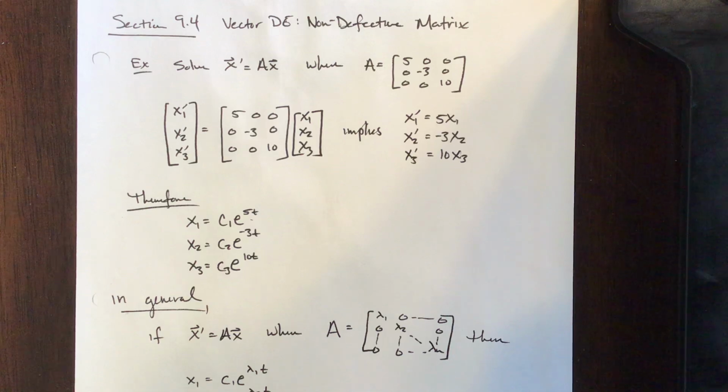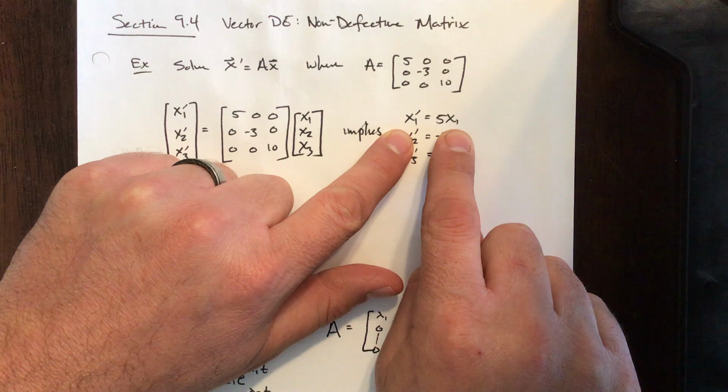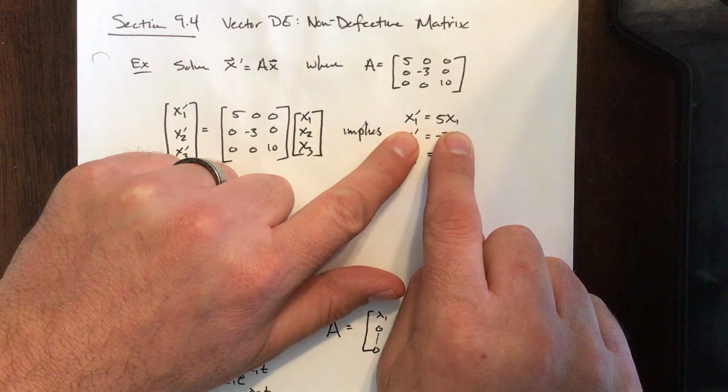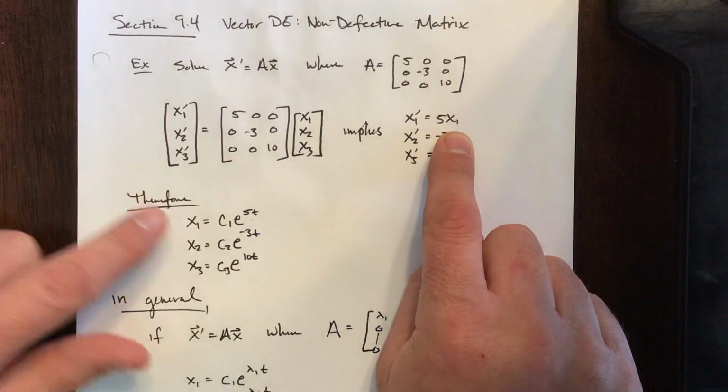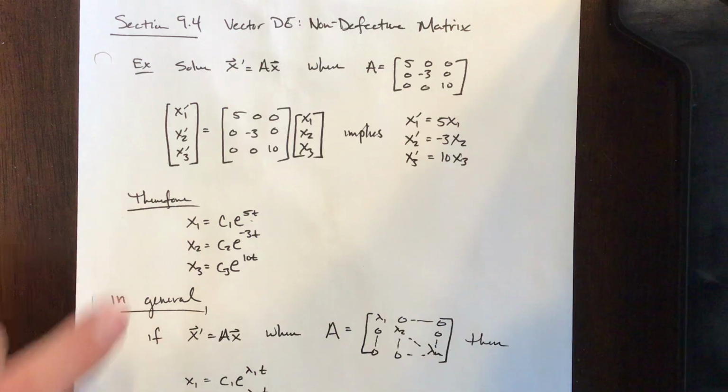Well, what you see here is each one of the derivatives, x1 prime, x2 prime, and x3 prime, depends on x1, x2, and x3 respectively without depending on any of the other functions. So it's like solving three independent differential equation problems. Since the derivative of x1 depends only on itself, you can ask what function has derivative 5 times itself. That's easy: c1 e to the 5t. Same with x2 prime, same with x3 prime.